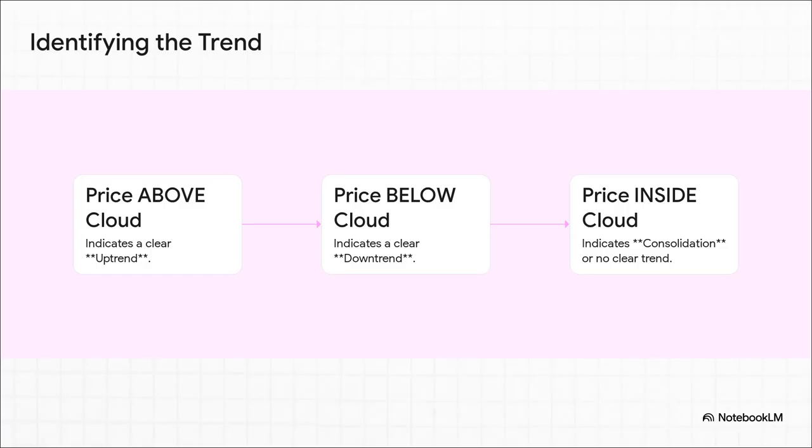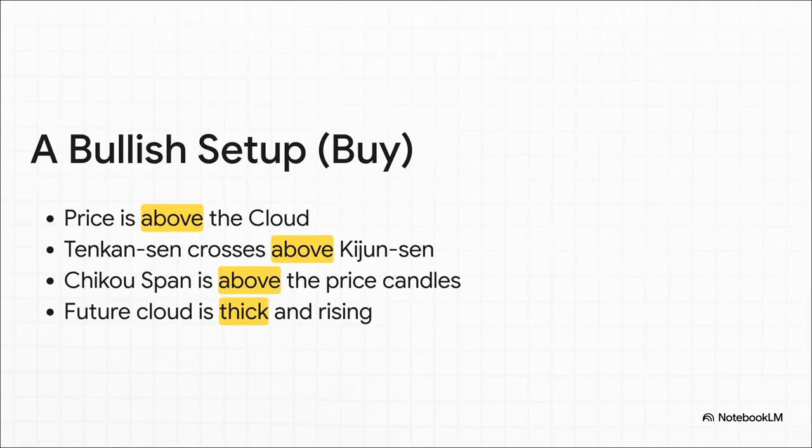This is the number 1 most fundamental signal you can get from the Ichimoku. It's super simple. Where is the price compared to the cloud? If the price is trading above the cloud, we're in a clear uptrend. If it's below the cloud, we're in a downtrend. And if the price gets trapped inside the cloud, that's the market telling you it's undecided. It's consolidating.